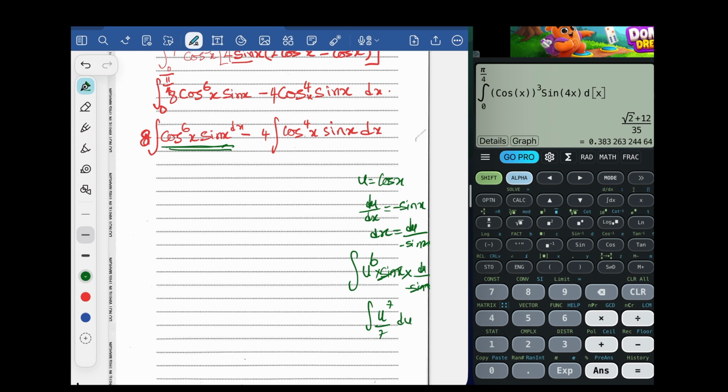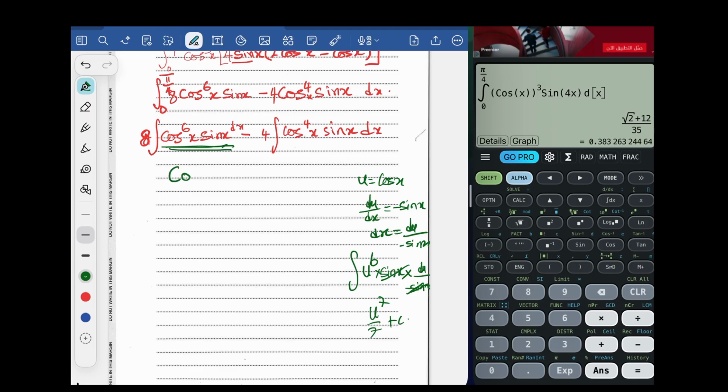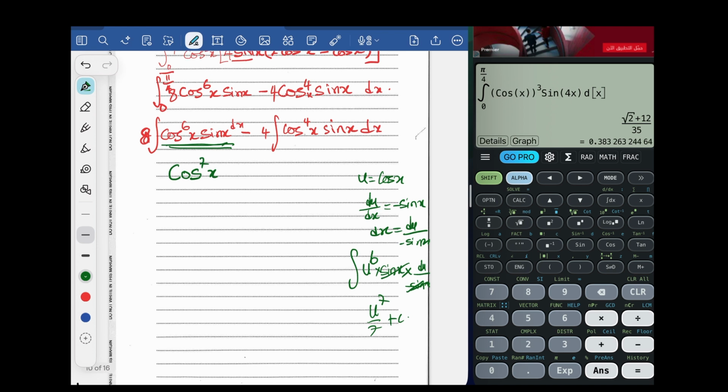Sorry, I need to integrate. I'm doing both at the same time. So this cancels, so u^7 over 7 plus c. So that means you have to differentiate this. If you differentiate cos to the power of 7 x, it will be 7 cos^6 x. Then you differentiate cos, it becomes minus sine. So this will be minus 7 over 7. You just saw it here. Remember, there was still a minus here. So then times 8. So I put 8 here.